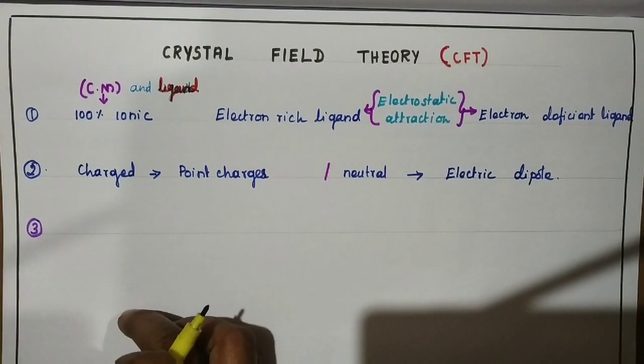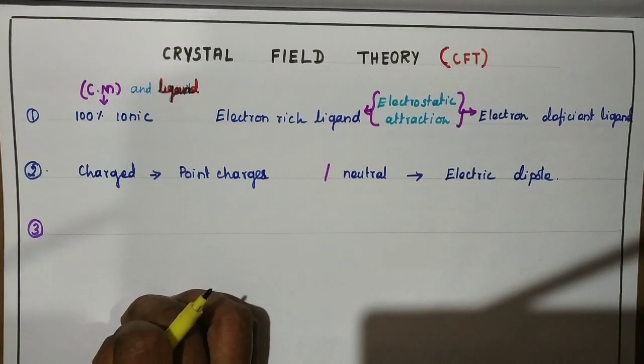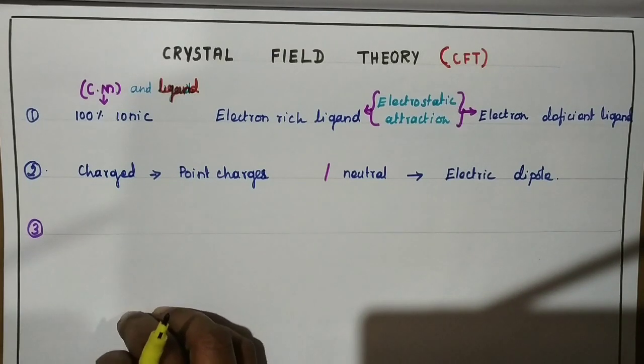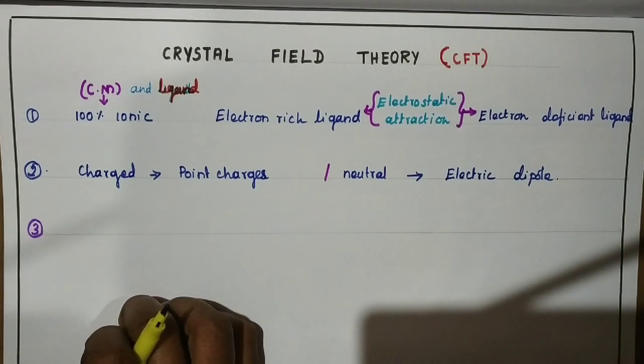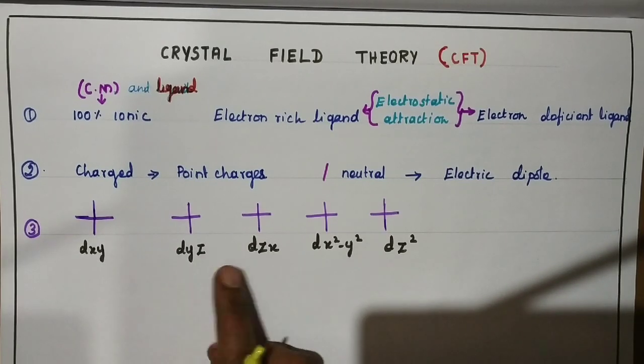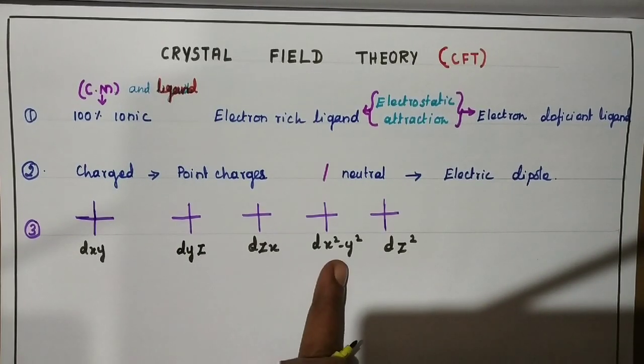Next one is the complex formation. First of all, in the d orbitals, there are 5 orbitals. First one is dxy, second one is dyz, then third one is dxz, fourth one is dx square minus y square, fifth one is dz square.